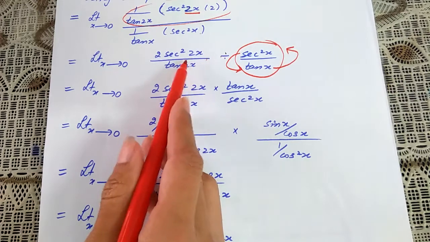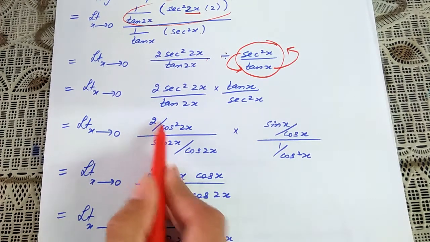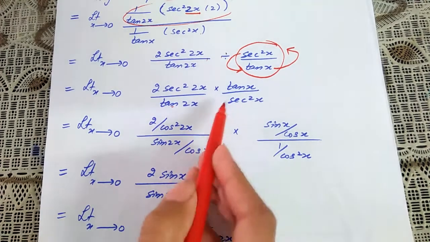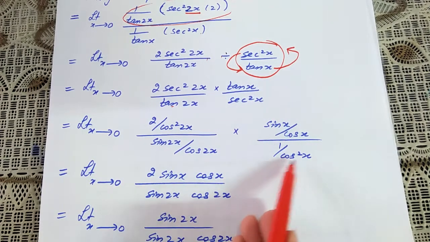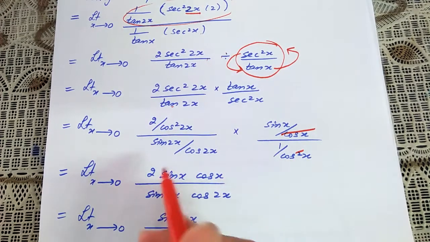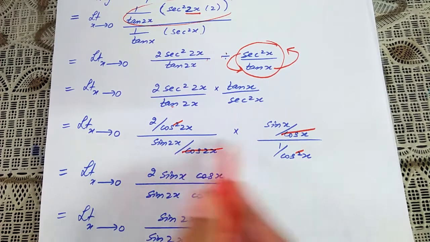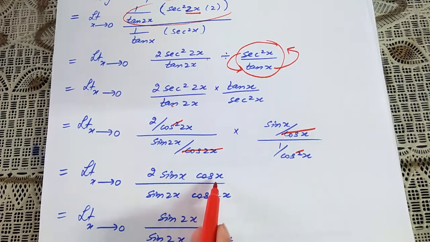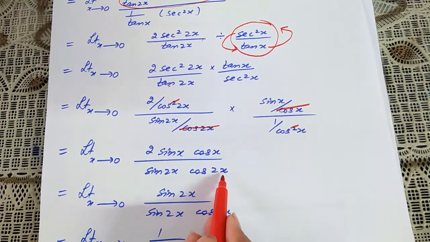Open all the terms, just simplify them. Secant square 2x can be written as 1 over cos square 2x. Tangent 2x is sin 2x over cos 2x. Tangent x is sin x over cos x, and secant square x is 1 over cos square x. This cos x can be cancelled with this. This cos 2x can be cancelled with one of these cos 2x, and rearrange all the terms. We will get 2 sin x cos x divided by sin 2x cos 2x.